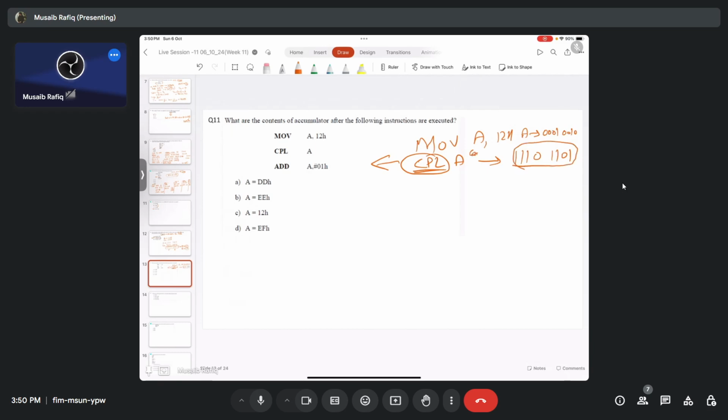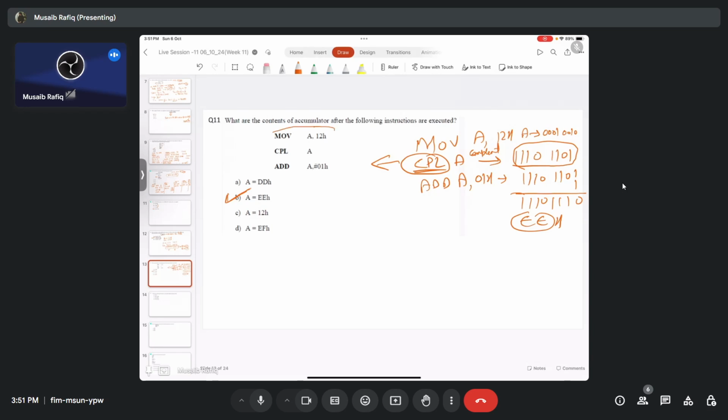Complement, and then add to A. So what we have to add to A? We have to add 1 to it. 1110 1101, adding 1. So it will be 1110 1110. So it is 8 plus 4 plus 2, that is EE hex. That is option B. Contents of accumulator is this.